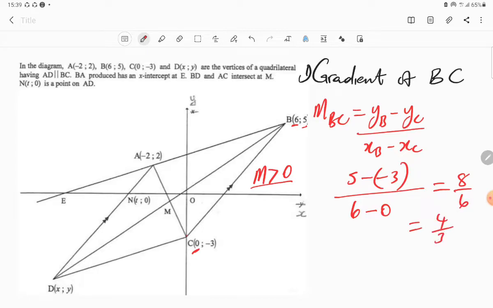So this is the gradient of this line. We expected it to be positive, hence the value 4 over 3 is greater than 0. So this is how we can determine the gradient of BC. If the 2 points are given, use the formula, which is change in y divided by change in x. So we are done with this one.